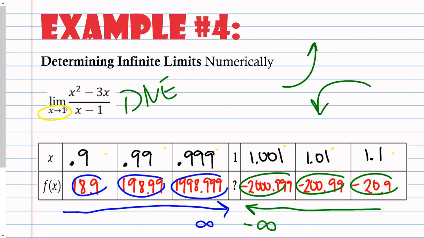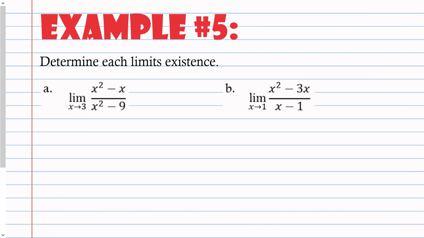Now, if I were to ask you for the limit of x plus 1 from the left side, then you'd best say positive infinity. If I were to ask you for the limit as x approaches 1 from the right side, then you should say negative infinity.